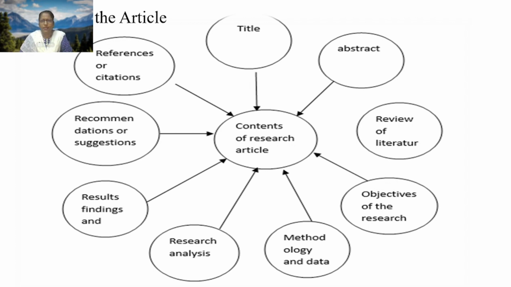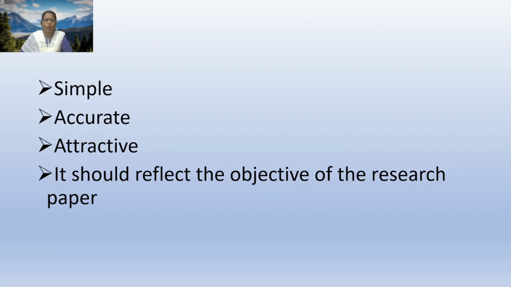The contents of the article. To write a very effective and good article, we need the following important contents: the title, the abstract, review of literature, objectives of the research, methodology and data, research analysis, results, findings and discussions, recommendations or suggestions, references or citations. These are the important contents. A very good article should include all of them. Now let us see them one by one.